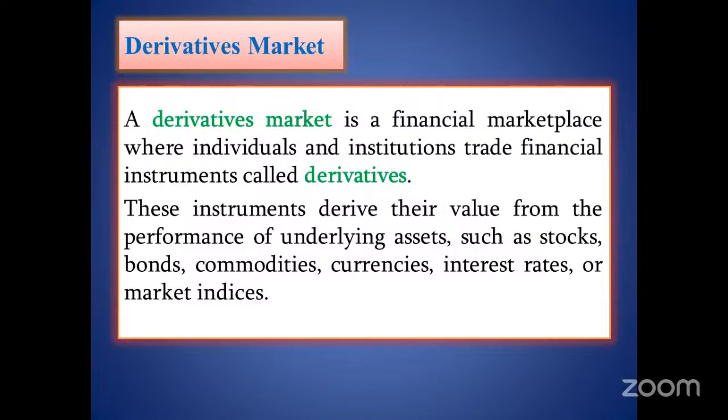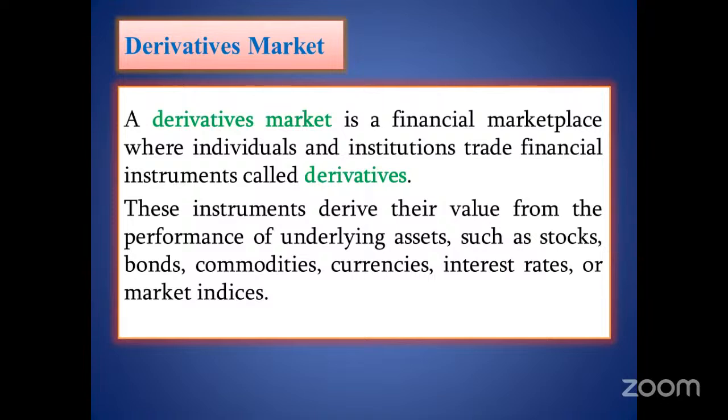So these derivative instruments derive their value from the performance of underlying assets such as stocks, bonds, commodities, currencies, interest rates, or market indices. So derivatives are instruments that derive their value from the performance of the underlying asset, such as stocks. The stock is going to be increasing, and they derive the extent to which the stock value has increased.